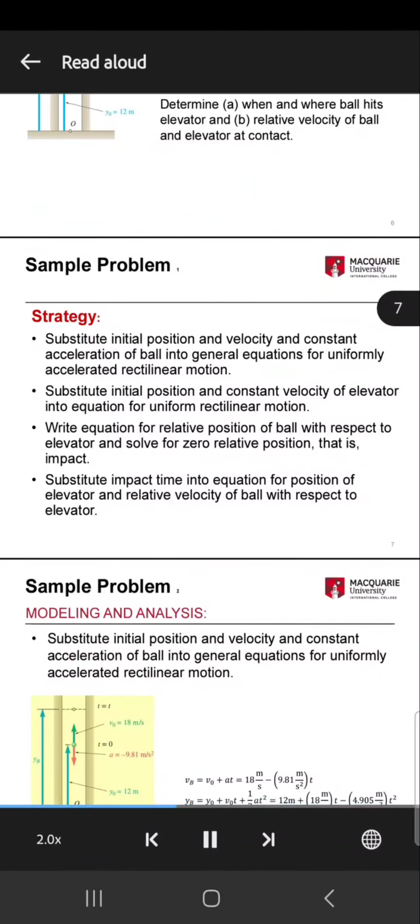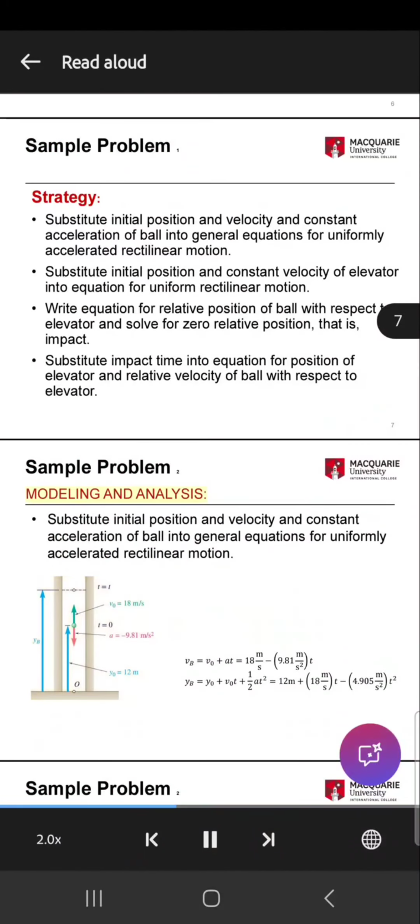Sample problem 2. A ball is thrown from an initial height of 12 meters with an initial velocity of 18 meters per second, and a constant downward acceleration of 9.81 meters per second squared due to gravity. Modeling analysis. An open elevator starts from an initial height of 5 meters, moving upward at a constant velocity of 2 meters per second.